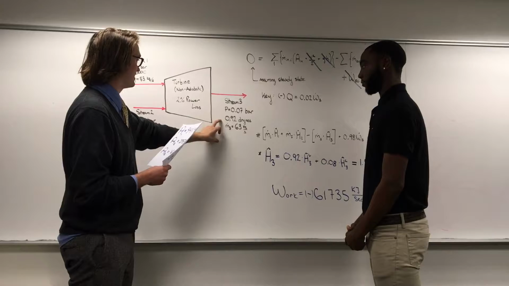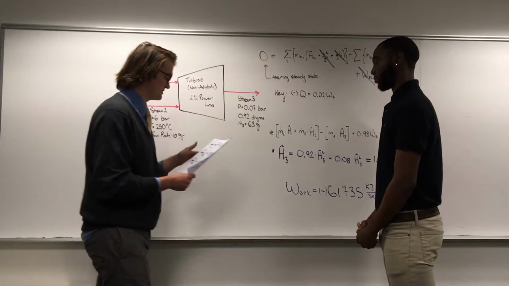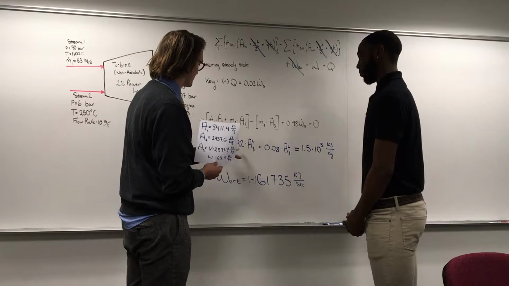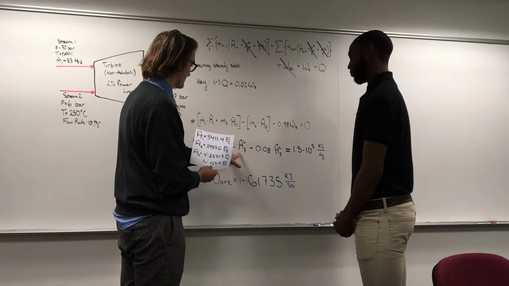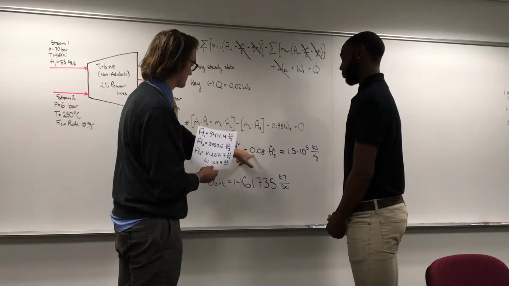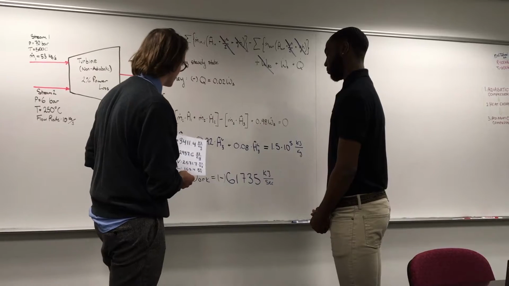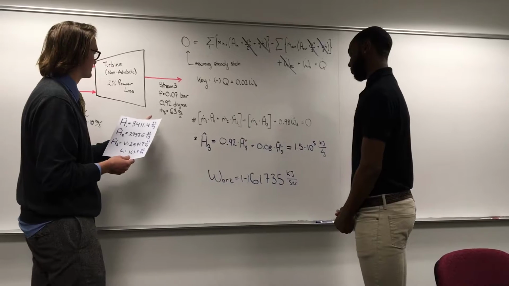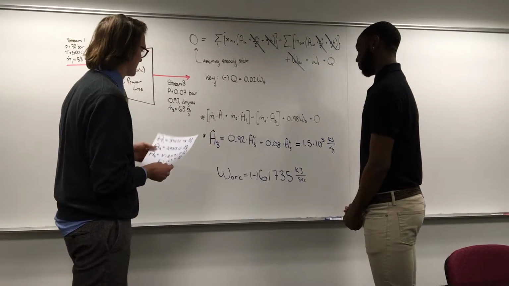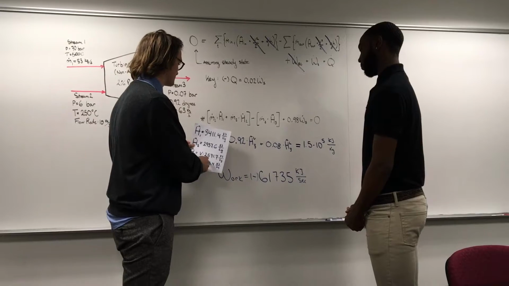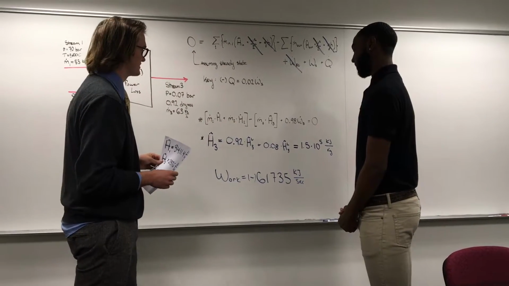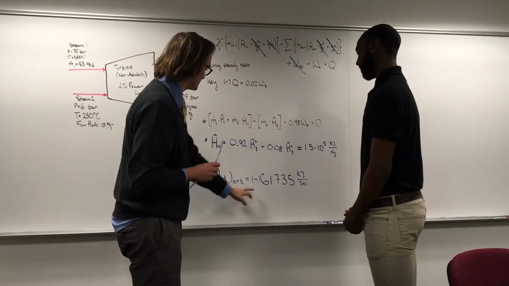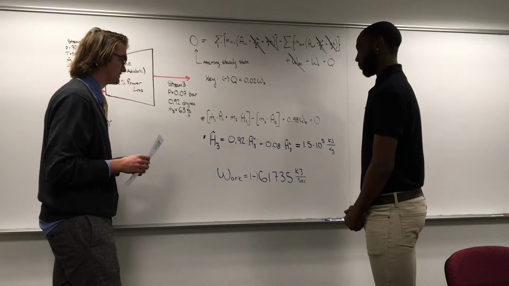Stream 3 has a quality of 0.92. So this means that to solve for the total enthalpy of stream 3, we take the quality of 0.92 times the enthalpy of vapor plus the remaining 0.08 times the enthalpy of liquid. These added together gives us 1.5 times 10 to the 5th kilojoules per kilogram, and that's the total enthalpy for stream 3. We later plug these values back into the reduced energy balance and solve for the shaft work. After doing the calculations, we found that the work is equal to 61,735 kilojoules per second.